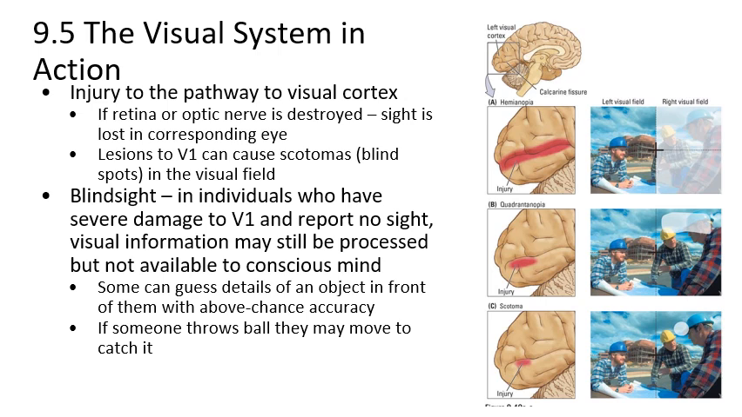Okay, so section 9.5, the visual system in action. Injury to the visual system can show some pretty interesting effects. So, injury to the pathway on the way to the visual cortex. If the retina or optic nerve is destroyed, so if something early in the visual system is destroyed, the sight is lost in that corresponding eye, and the sight is lost, of course, ipsilateral, because it's before the optic chiasm. Lesions to the primary visual cortex can cause scotomas or blind spots in the visual field.